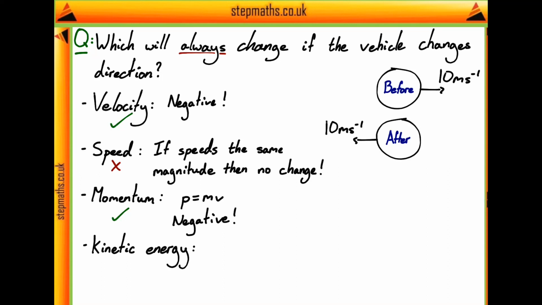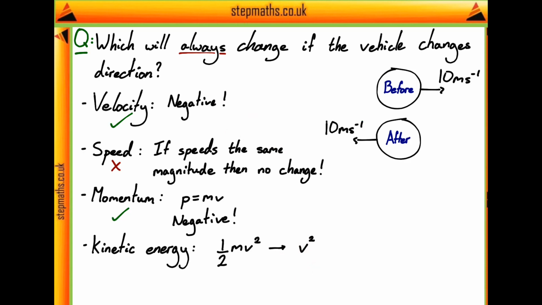Finally, we can look at kinetic energy. What actually is kinetic energy? Well, we have this equation: the kinetic energy is equal to a half times the mass multiplied by the velocity squared. But if we have a velocity squared, even if the velocity is negative, it's not actually a problem at all, because squaring it gets rid of the negative sign. So v squared will always be positive.